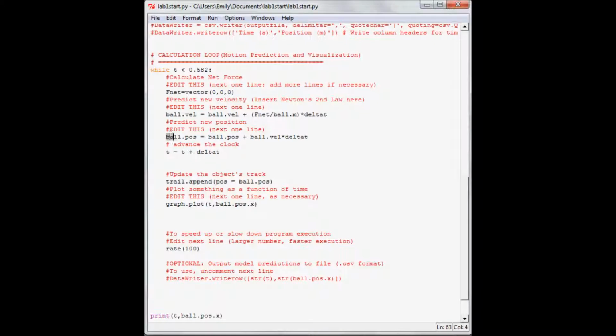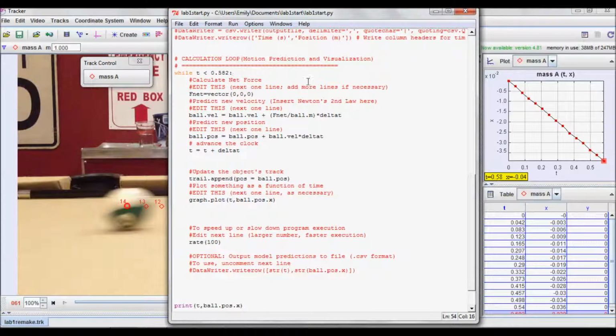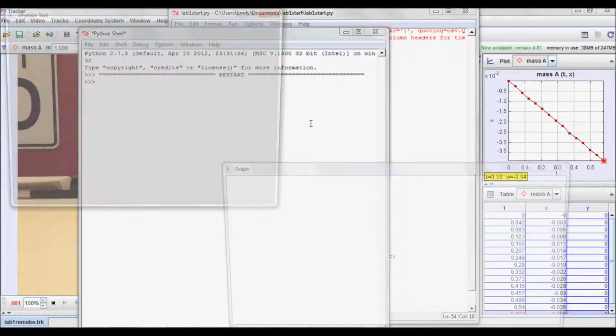Using the velocity found in the previous equation, I predicted the new position of the ball using the equation position equals initial position plus velocity times delta t. This generated a model of the ball rolling and also a model of the ideal position versus time graph.